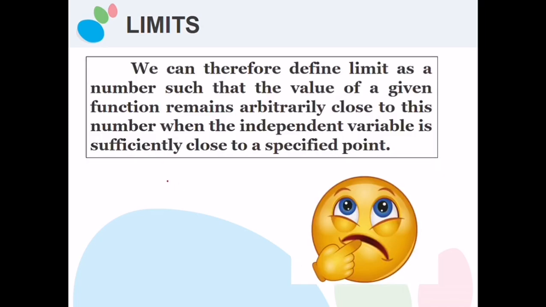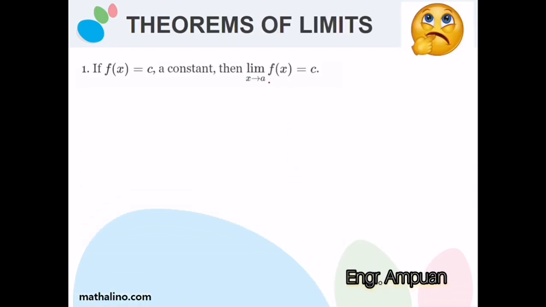Now, we can define a limit as a number such that the value of a given function remains arbitrarily close to this number when the independent variable is sufficiently close to a specified point. That was our definition for the limit. Now let's go to the theorems of limits.